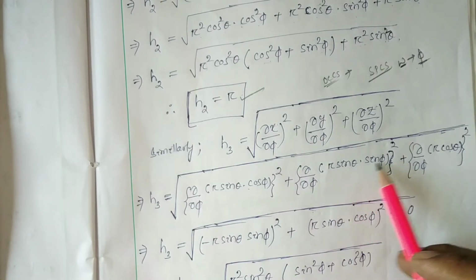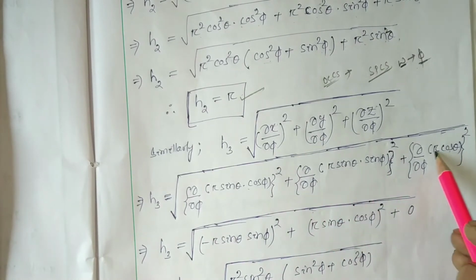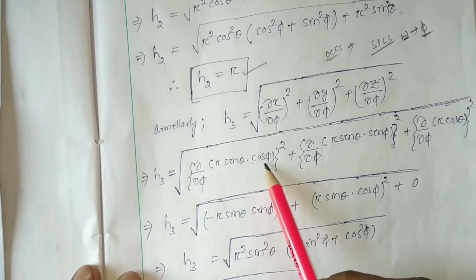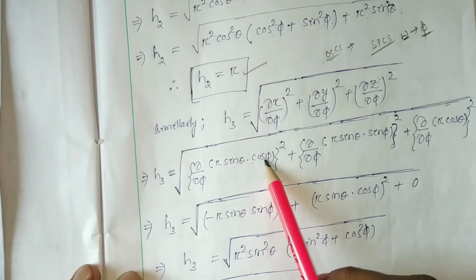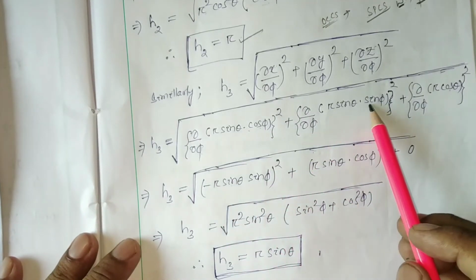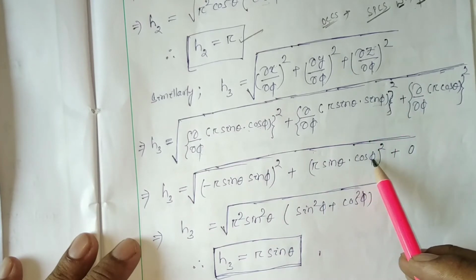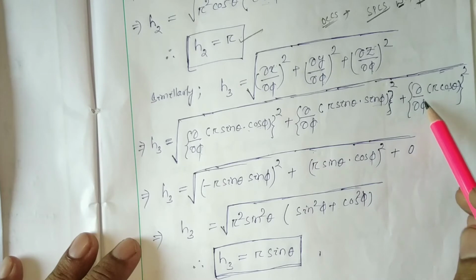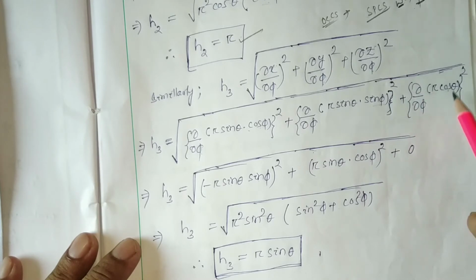This term is going to differentiate with phi, and this term is going to differentiate with phi. So here you can see cos phi is there. So differentiation with phi means sin phi, so r sin theta sin phi. Here sin phi is there, so it will be cos phi. This term does not contain any phi term, so del by del phi of this term will be 0.